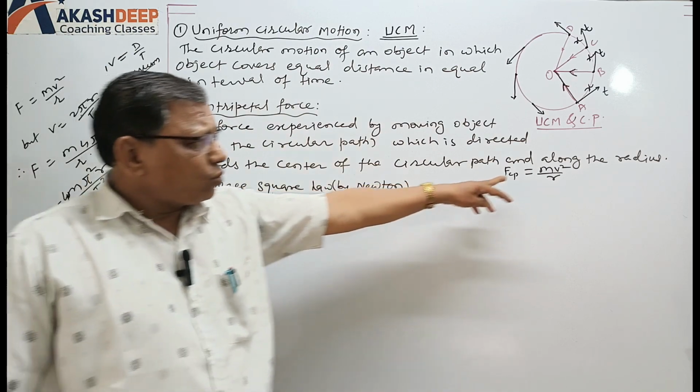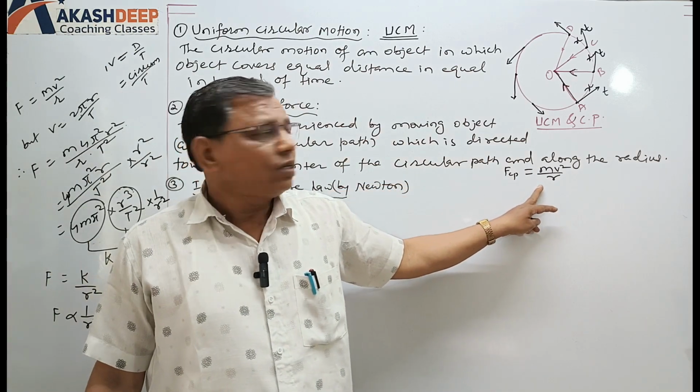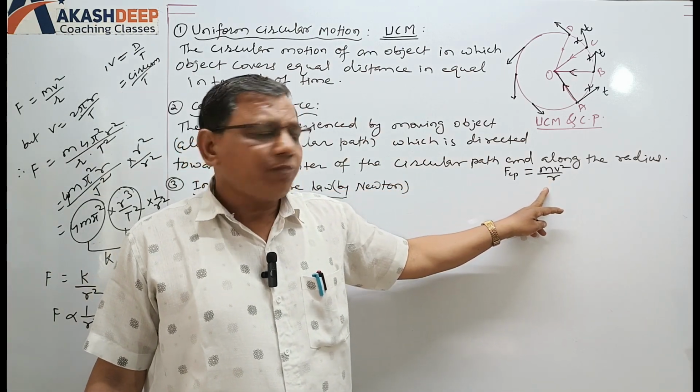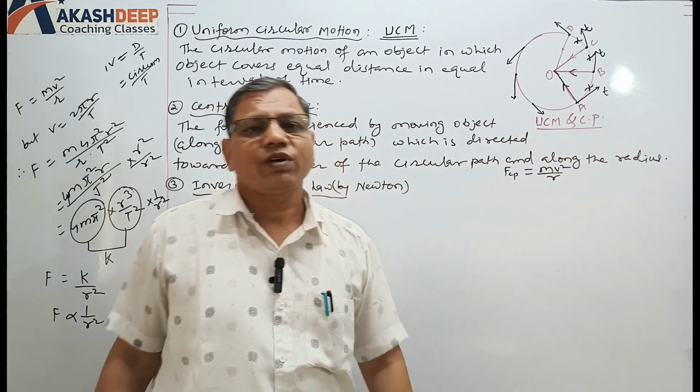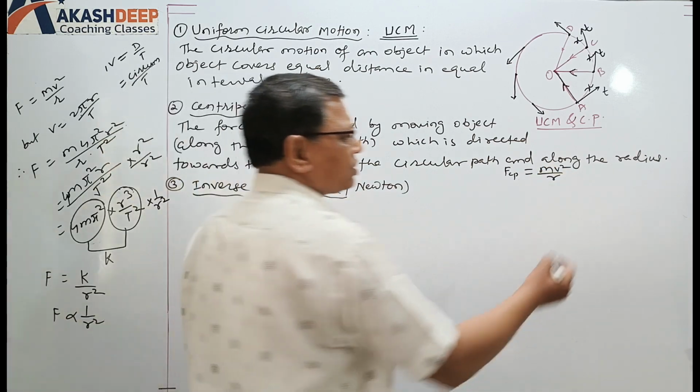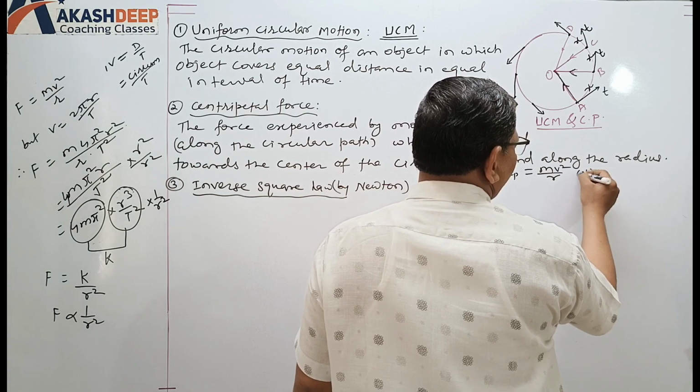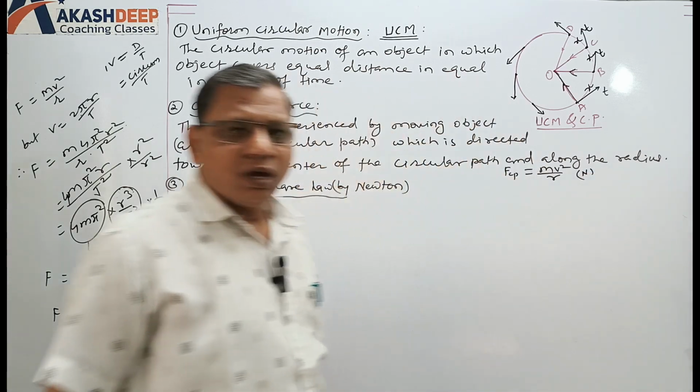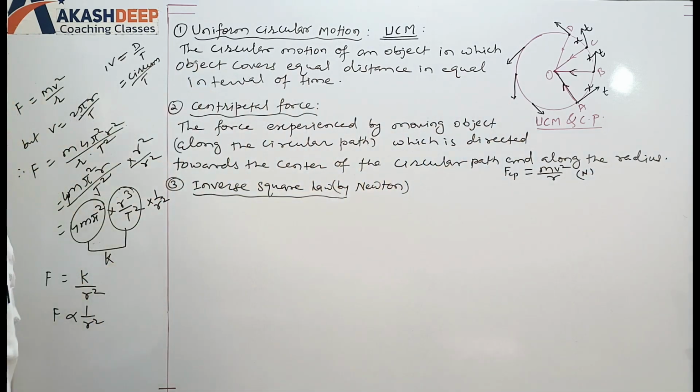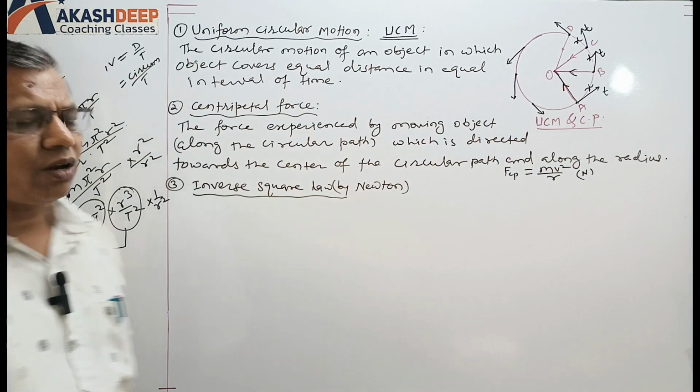The magnitude of centripetal force is given by mv square by r. As this is the force, it is measured in Newton. Now let us see another concept, inverse square law.